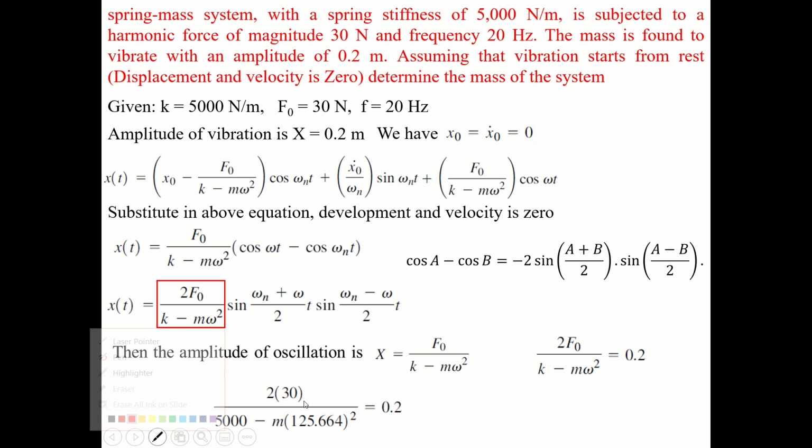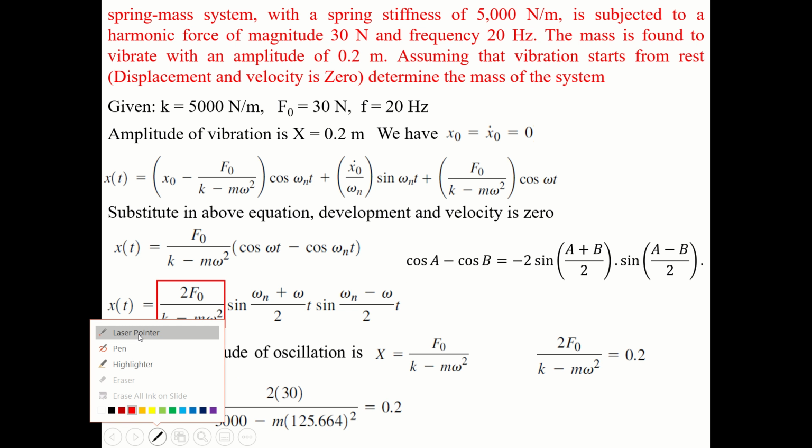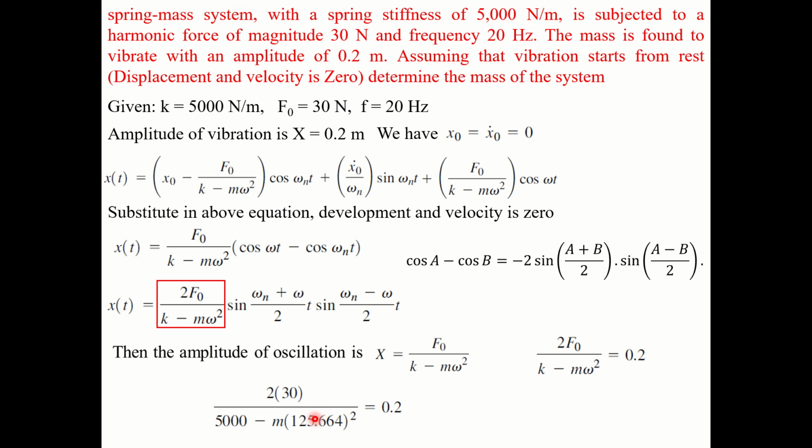So it is 125.66 whole square, because omega is squared. Here it is given in hertz, here it is in omega, so don't confuse f and omega. F will always be in hertz, omega will always be in radian per second. So omega is equal to 2 pi f, 2 pi into 20, that is 40 pi. The value of 40 pi is 125.664, whole square. So x value is 0.2.